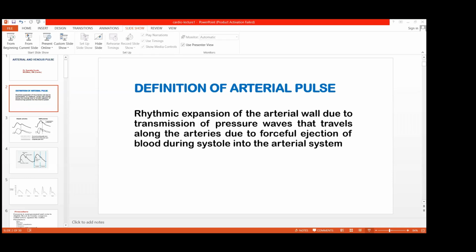So this is one important picture. The pulse is basically produced by two different types of waves. One is the forward traveling pulse wave, and the second one is the backward traveling pulse wave. So this is the forward traveling pulse wave, and this backward traveling pulse wave is mainly from the reflected waves from the bifurcation points.